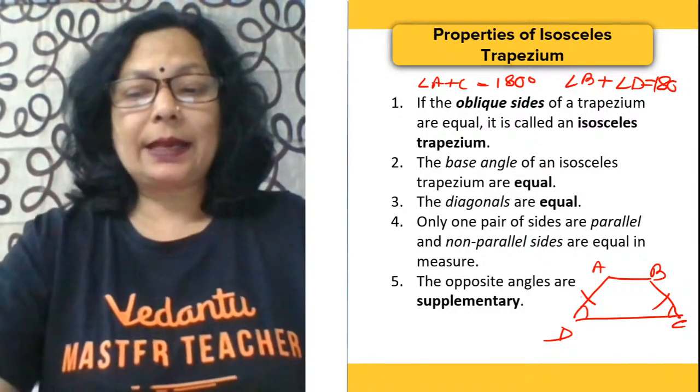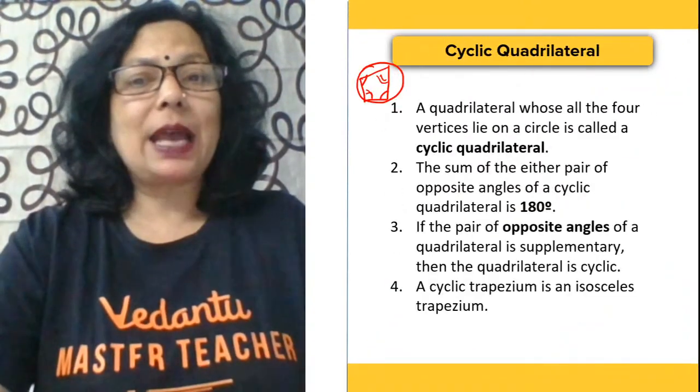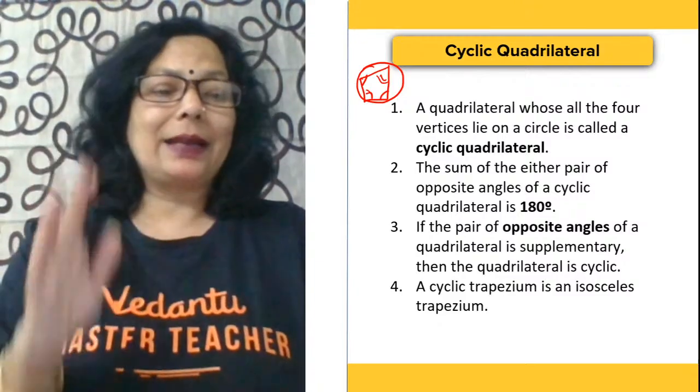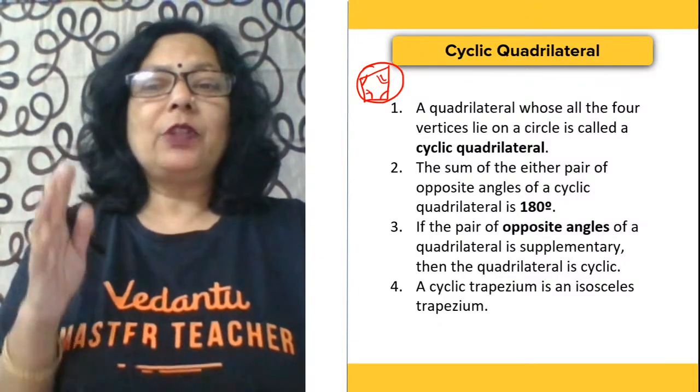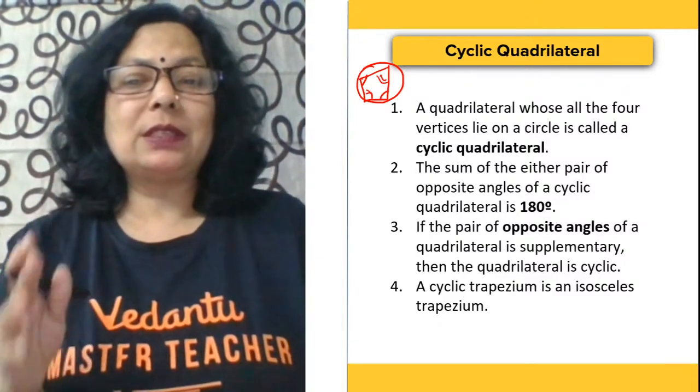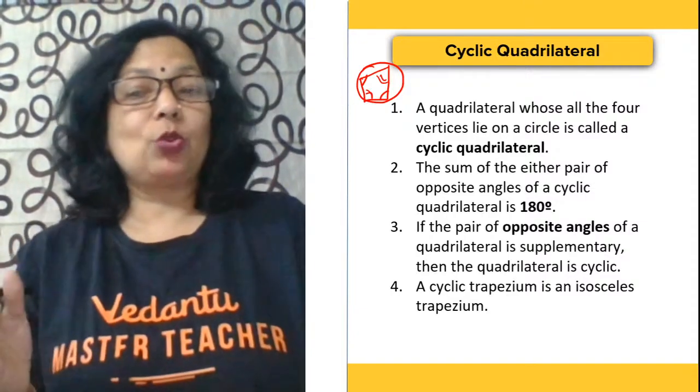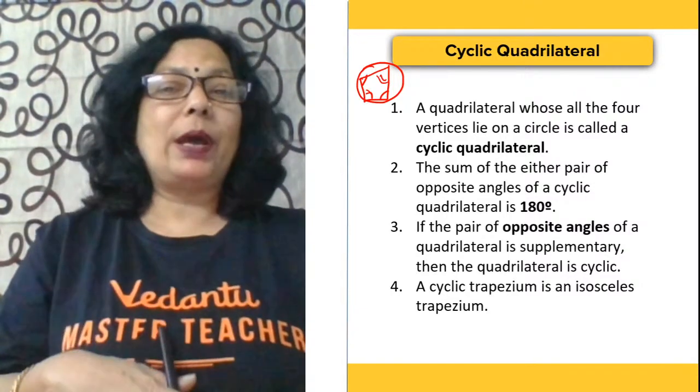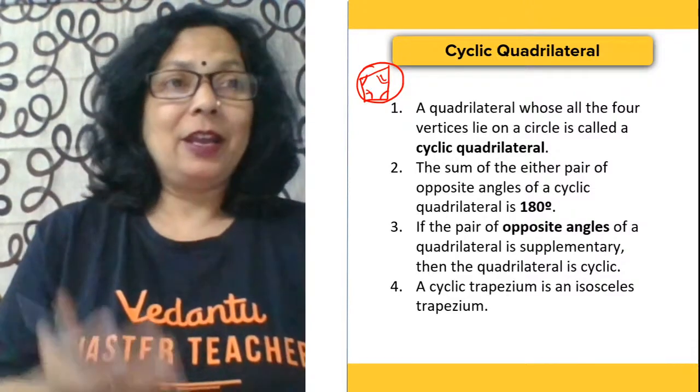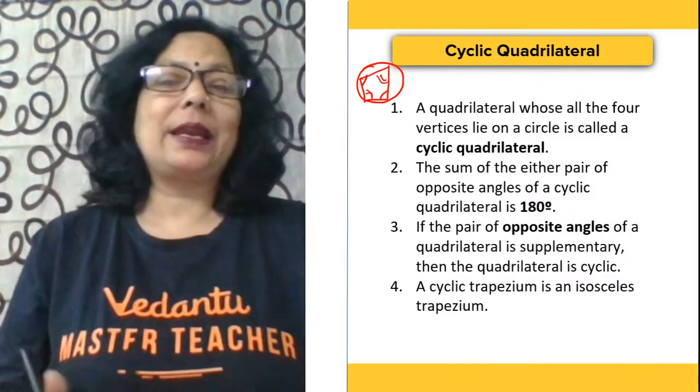Then the opposite angles are supplementary, and in a cyclic quadrilateral also opposite angles are supplementary. If a pair of opposite angles of a quadrilateral is supplementary, then the quadrilateral is cyclic. तो अगर opposite angles का sum 180 है तो वो cyclic quadrilateral है. तो isosceles trapezium भी cyclic quadrilateral है.